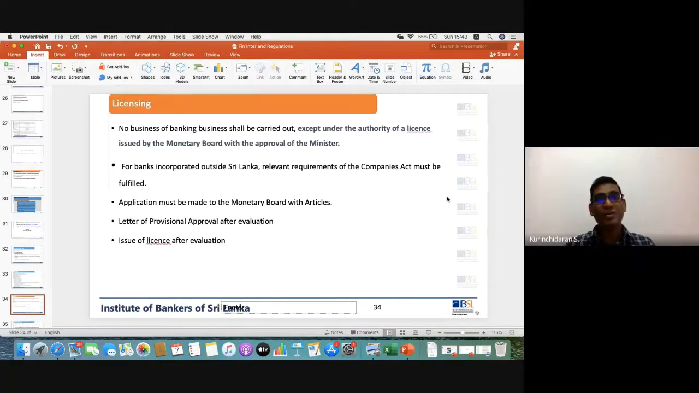Similarly, for banks incorporated outside Sri Lanka, relevant requirements of the Companies Act must be fulfilled. Let's assume there is a foreign bank that wants to start a bank in Sri Lanka. There are requirements for a foreign company, and under the Companies Act they have to fulfill those as well. These entities should make the application to the Monetary Board with articles. After evaluation, the Central Bank of Sri Lanka provides a letter of provisional approval. Then if the entity satisfies all the conditions given under provisional approval, the license may be issued after evaluation. That's the licensing procedure.